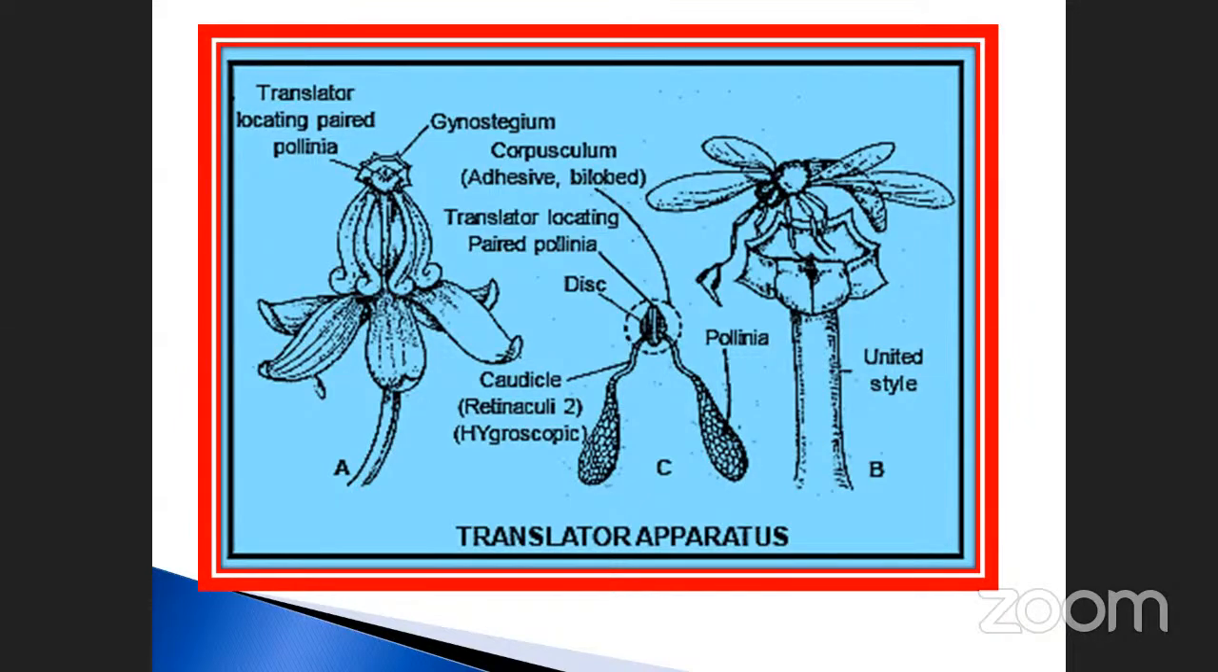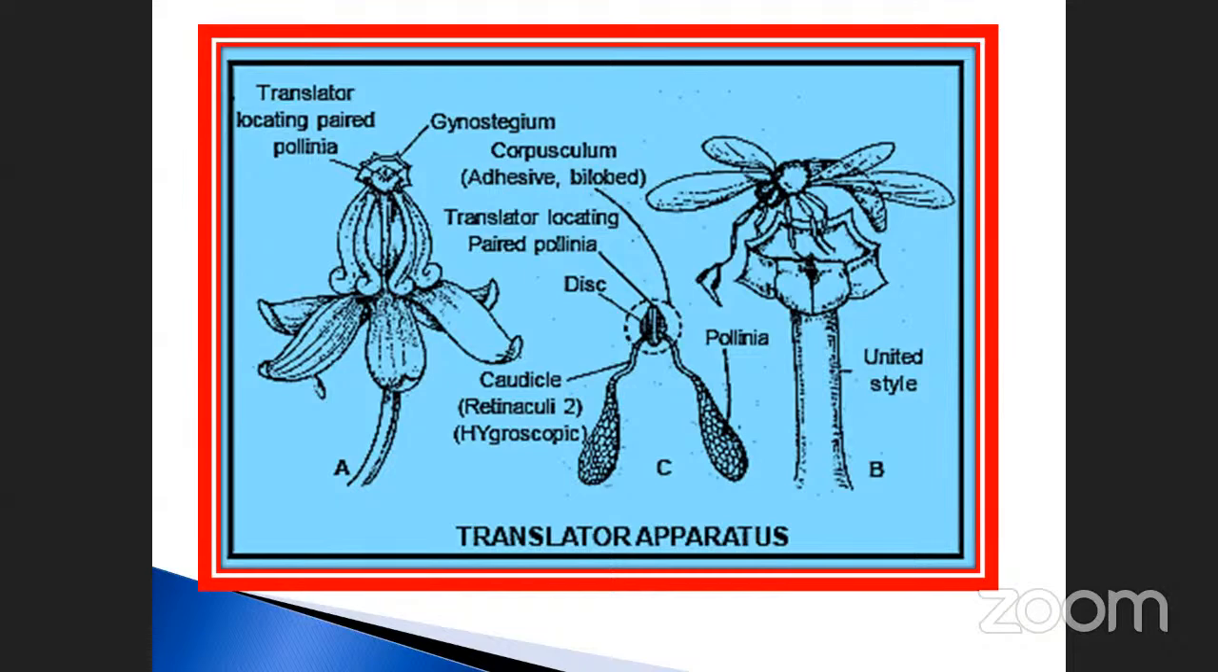See the corpusculum, adhesive, bilobed. This one is one, and this one is another. Both are united with the help of an adhesive nature. That is called the corpusculum. This is a disc-like structure, just like two plates united together. There is a stalk in between these two. This is pollinia, this is pollinia. In between there is a stalk-like structure called what?